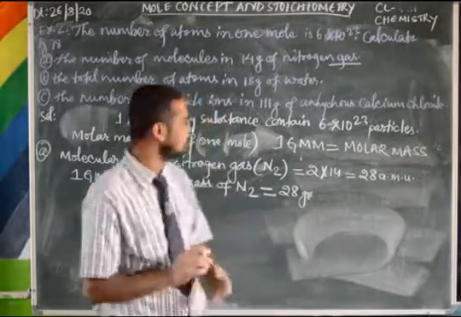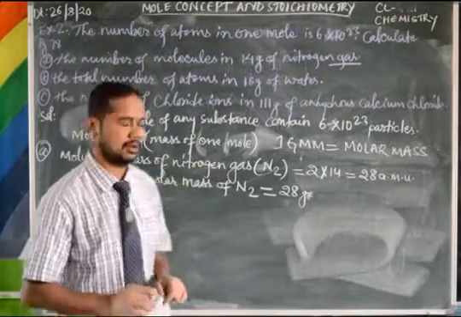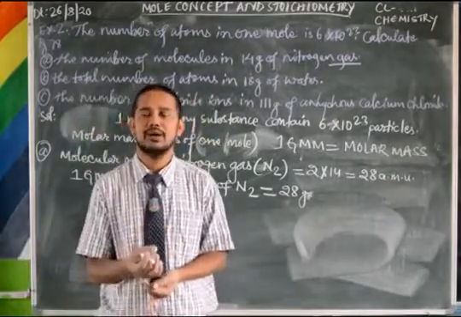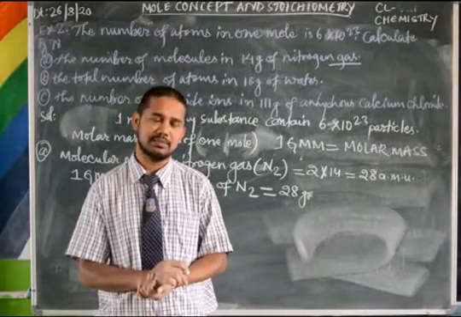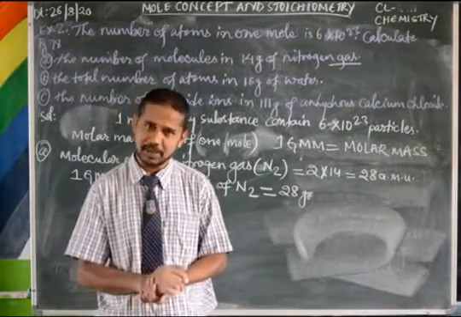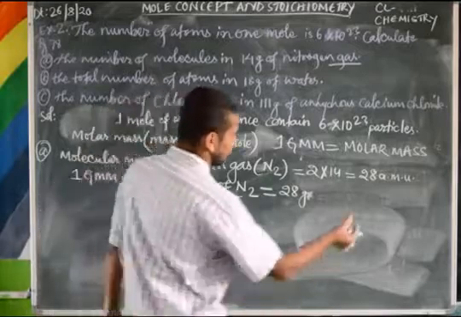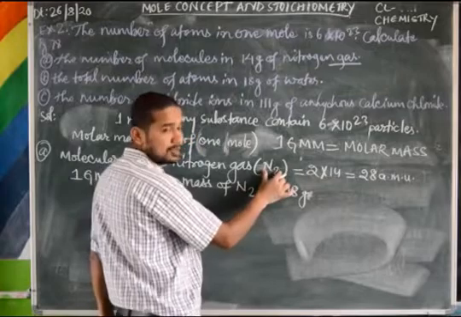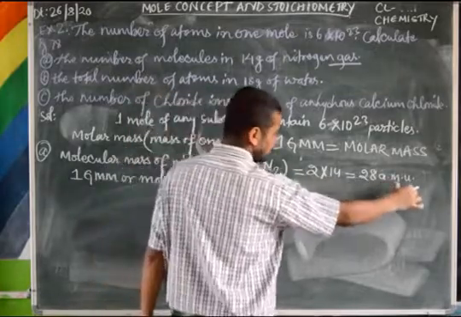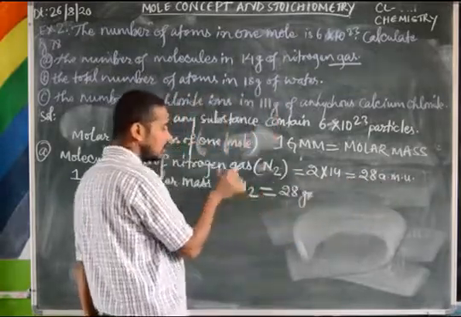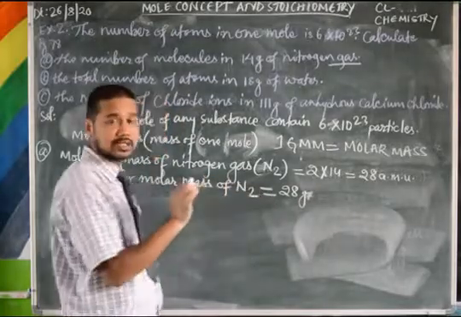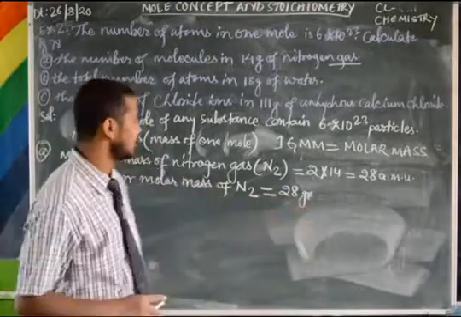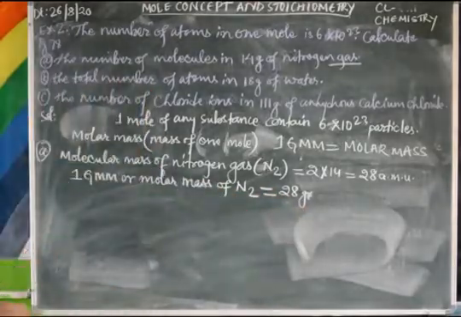And what is molar mass? Molar mass is mass of 1 mole, or mass of molecules expressed in gram. So that means mass of one molecule of nitrogen gas is 28 AMU. Mass of 1 mole of nitrogen, that means mass of 6 into 10 to the power 23 molecules of nitrogen gas, is 28 gram. That means, can you write now?